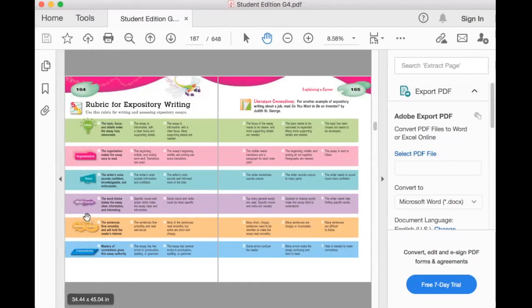Word choice. She got a 5. Now, all of these are very good marks, right? For number 5, specific nouns and action verbs make the essay clear and informative. But she would have got a 6 if the word choice makes the essay clear, informative, and interesting. So she just needed to make a little more effort in her writing.